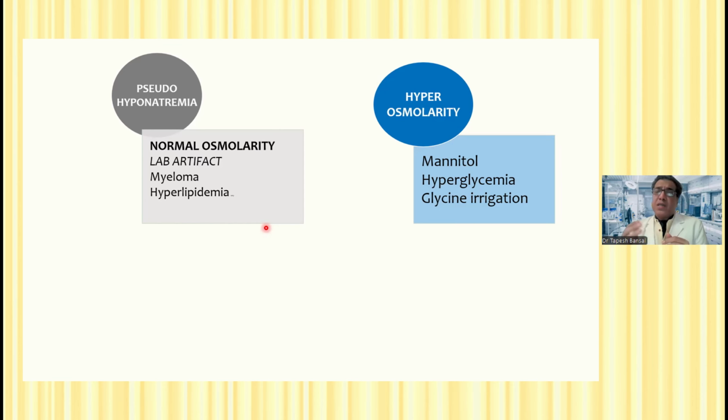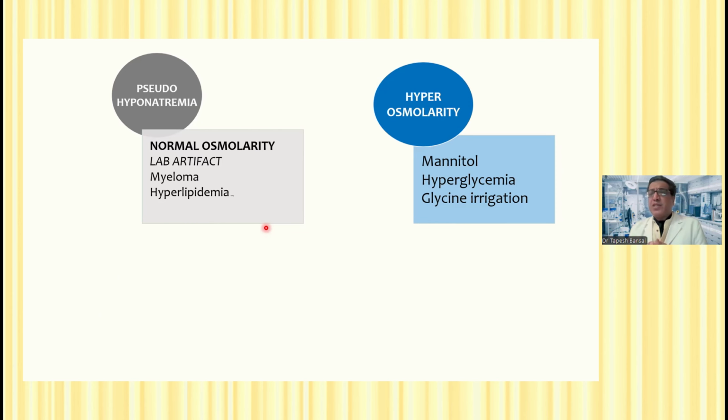The other cause is hyperosmolar hyponatremia, seen with mannitol, or hyperglycemia, which we just discussed, and glycine irrigation. So hyperglycemia does not really cause clinically significant hyponatremia, but it comes into the picture because you have to calculate the values. And mannitol can lead to hyponatremia because initially it will draw water from the intracellular space to the extracellular space. But when it causes a diuresis, it eventually leads to hyponatremia.